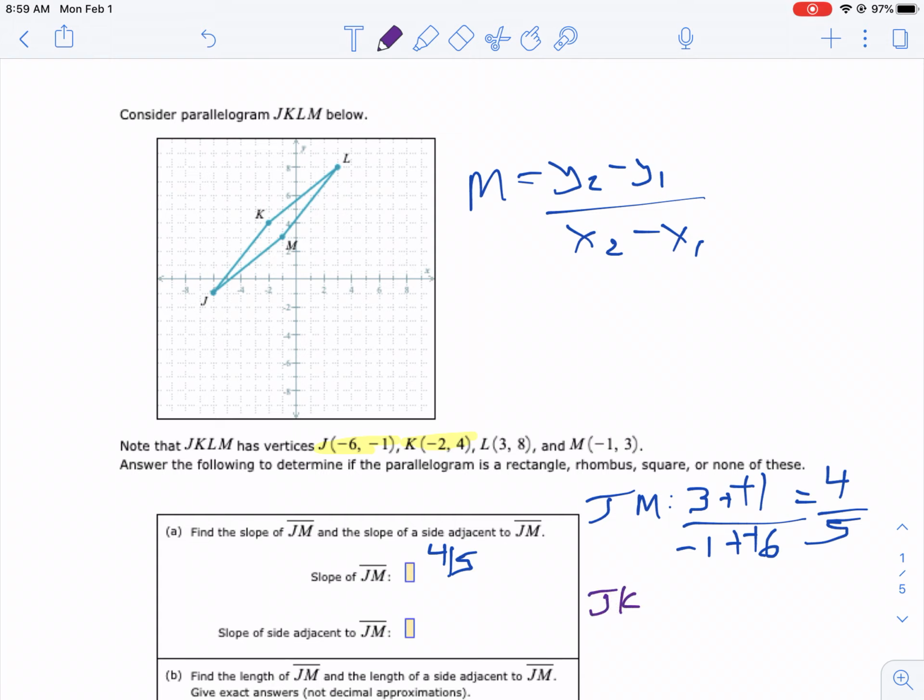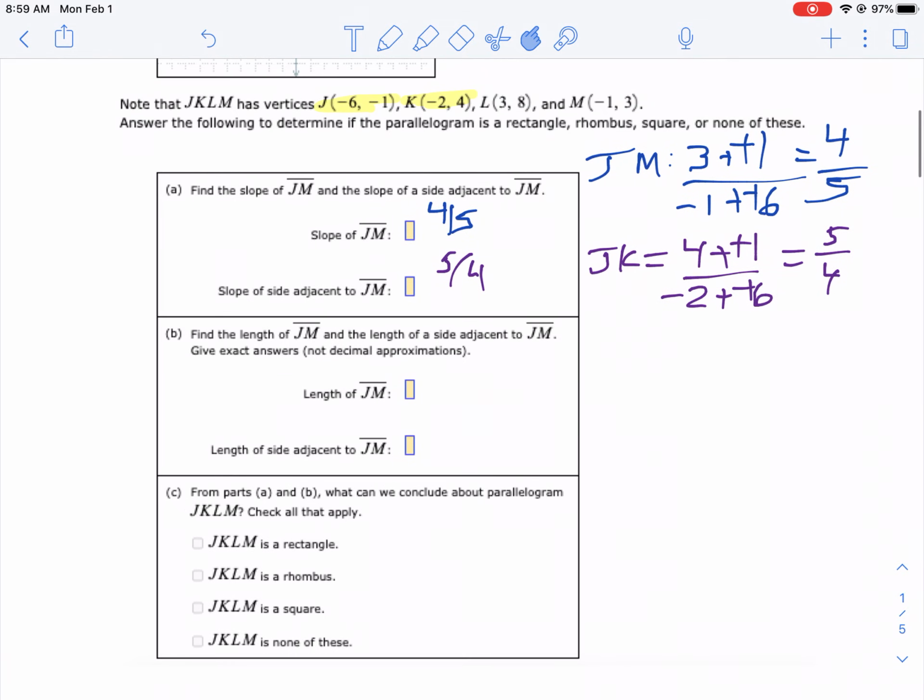So J to K, that's going to be 4 minus a negative 1 all over negative 2 minus a negative 6. So 4 plus 1 is 5. Negative 2 plus 6 is 4, so we get 5 over 4. These lines are not negative reciprocals. We can kind of guess that. You can see they're not perpendicular. Since they're not perpendicular, we are not going to choose rectangle. This cannot be a rectangle.